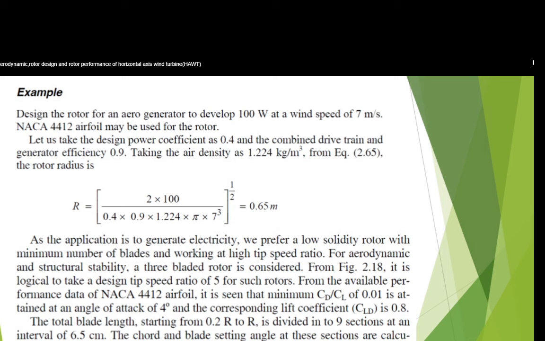Now, an example related to the aerodynamic design consideration. The rotor for an aero generator is to develop 100 watt at a wind speed of 7 meter per second, and a NACA 4412 airfoil will be used for the rotor. Let us take the design power coefficient as 0.4 and the combined drivetrain and generator efficiency as 0.9. Taking the air density as 1.22 kilogram per meter cube, we solve for R, and this value is equal to 0.65 meter.